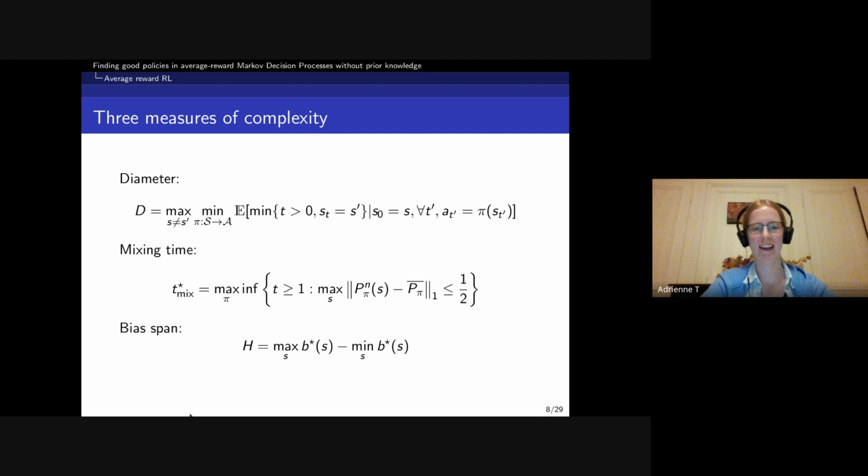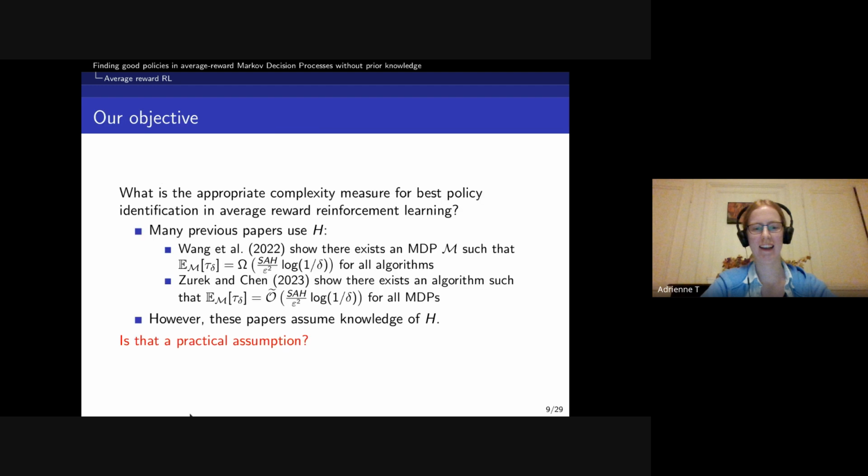And so with those 3 complexity measures, we kind of want to ask, well, which one is the best? Which one most accurately conveys the complexity of an MDP? And if you look at the literature, you might think that the problem is already done. Because there exists a paper that shows that there exists a specific MDP where any kind of algorithm needs at least SAH over epsilon squared logarithm of 1 over delta time steps.